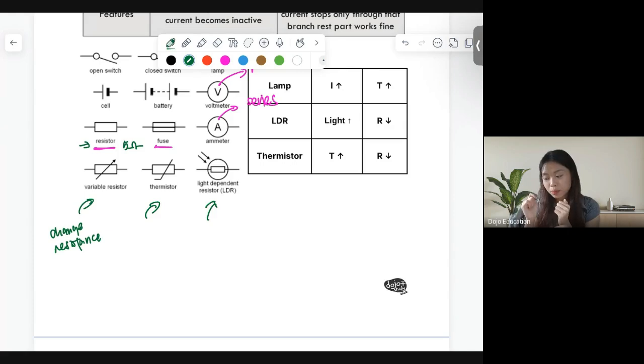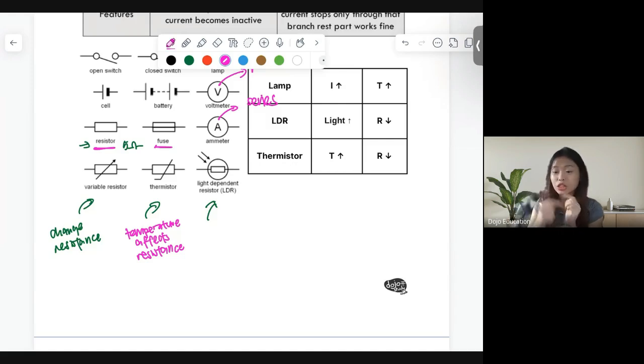Then for thermistor, remember it as temperature will affect the resistance. Okay, so it's the same thing. Now I want to adjust my resistance, but what do I do? Do I just adjust it accordingly? No. For thermistor, I adjust the temperature so that I can adjust the resistance. Okay, so there are 2 steps to it.